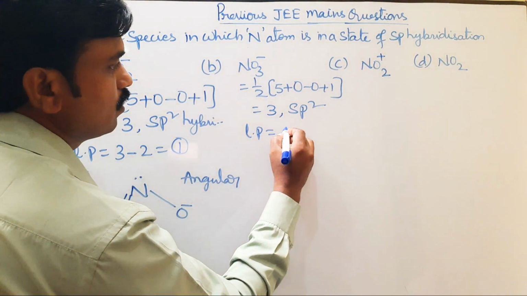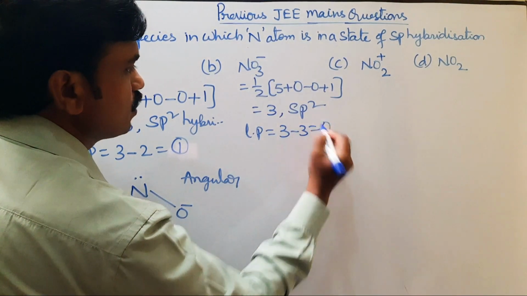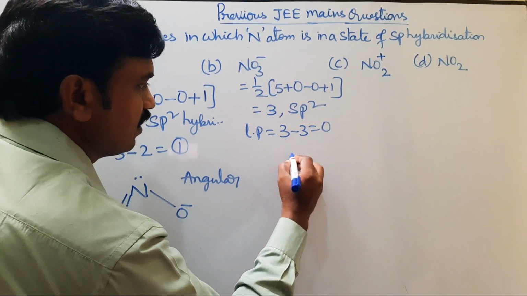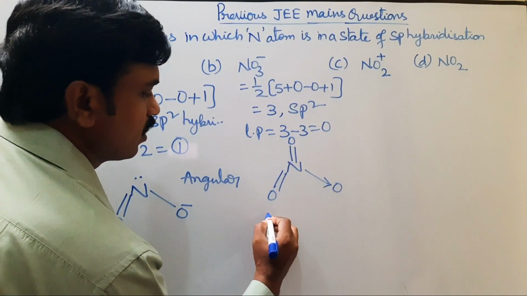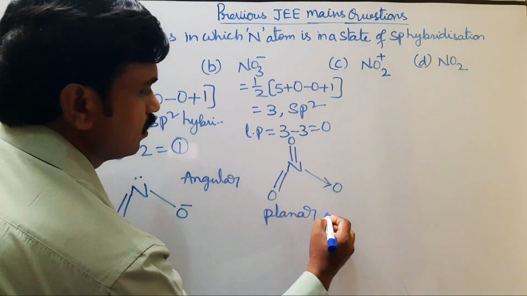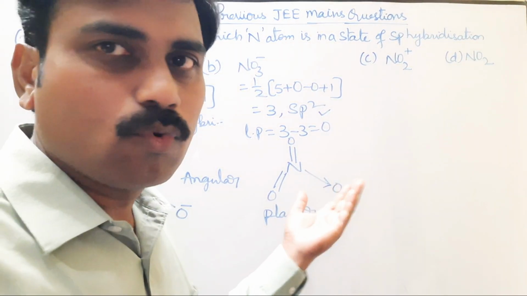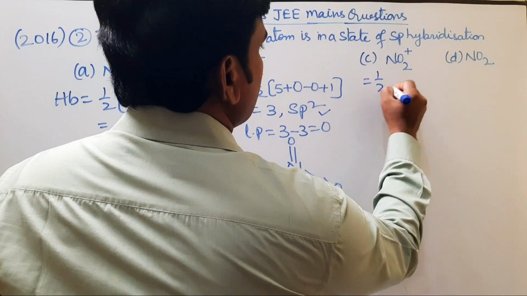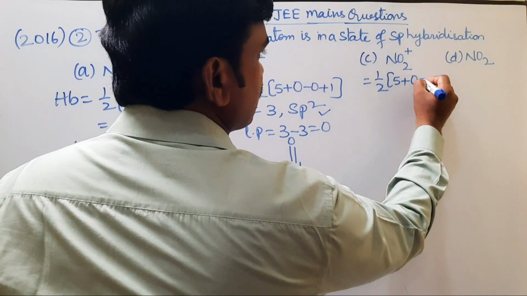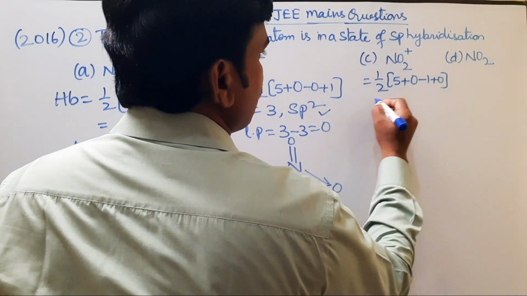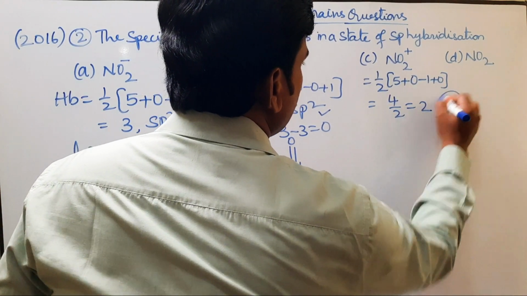Now lone pairs equal to obtained pairs 3 minus surrounding atoms with central atom, also 3. So 0 lone pairs. The shape of the molecule is trigonal planar. Here in this molecule, what type of hybridization? It is sp2. Look at option C, NO2 plus. Hybridization equals half into central atom valence electrons 5, plus surrounding monovalent atoms 0, minus cation charge 1, and no anion charge. That's why it is equal to 4 by 2. So it undergoes sp hybridization.